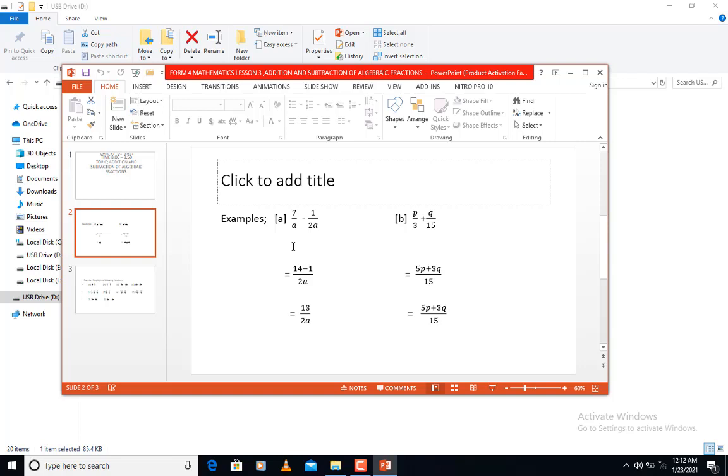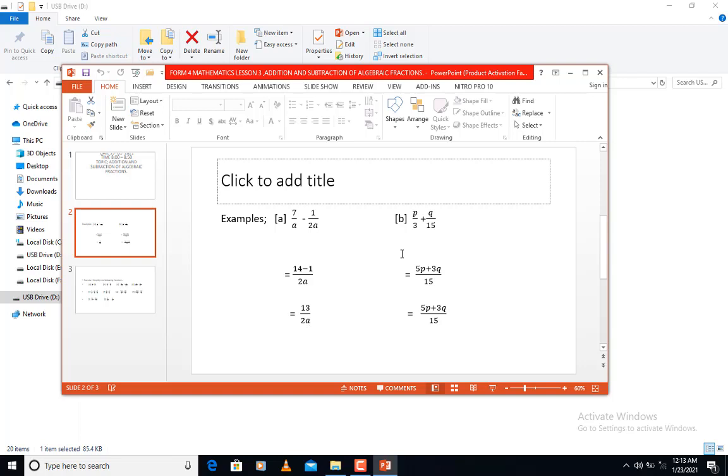Now let's divide A into 2A. It's 2. 2 multiplied by the numerator 7, we get 14. Then minus, 2A into 2A, 1. 1 times the numerator 1 gives us 1. Now simplify. 14 minus 1 gives us 13 over 2A.